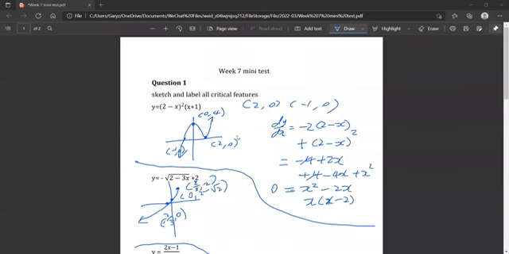So hello everyone. Today we'll be going through the week 7 mini test from Spesh, and I'll just have all the answers on the screen first. So if you want to just check the answer, then go ahead. And okay, I'll quickly go through my working out for each answer.